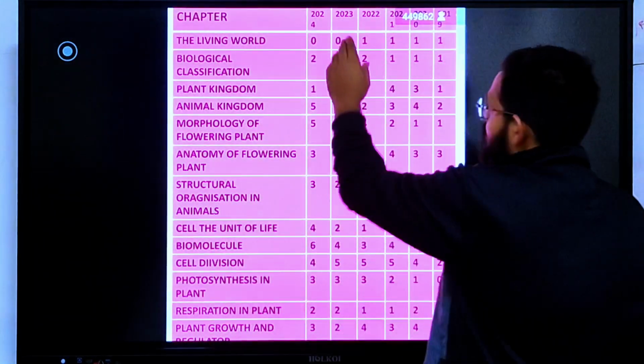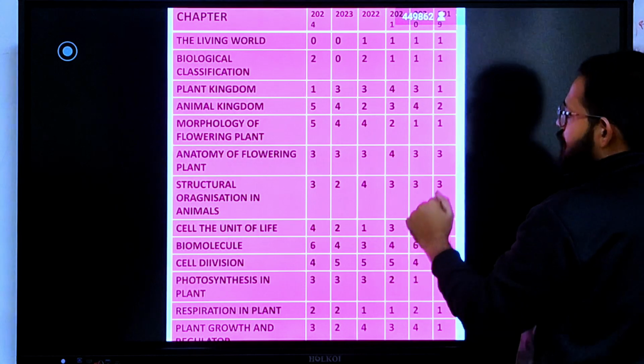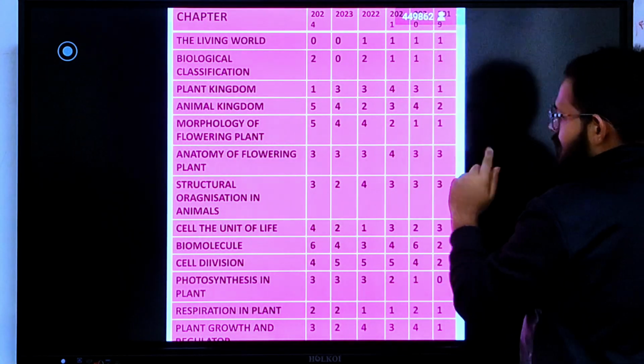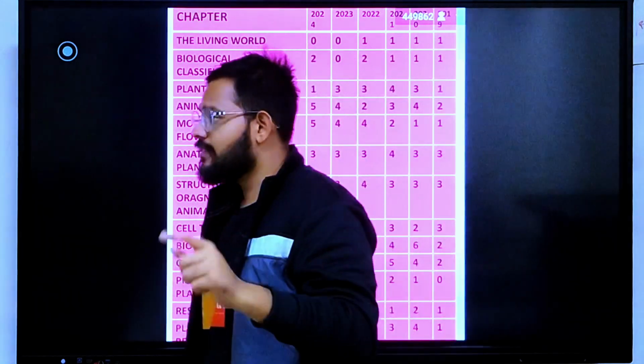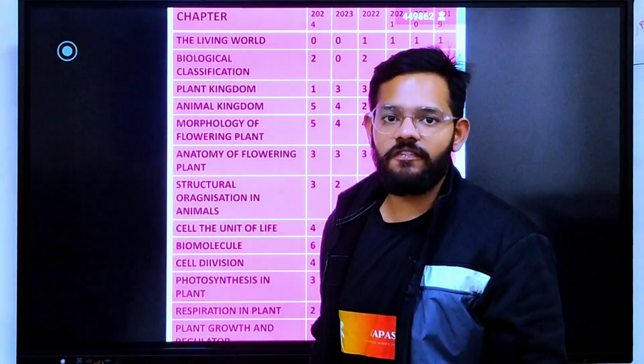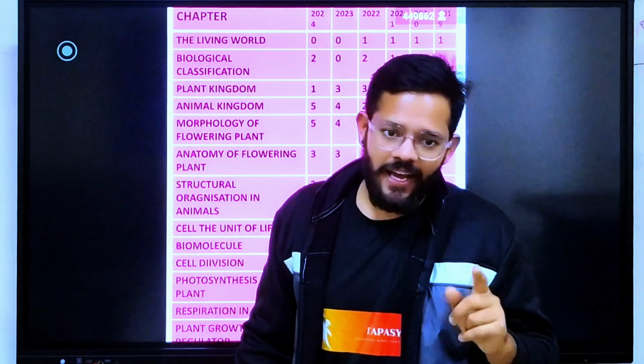From this chapter last year you have 3 questions, 2023 2 questions, 2022 4 questions, 21 3, 2019 3. So maybe this year 3 to 4 questions are coming from your structural organization in animals. In that, 2 questions are coming from your animal tissue, 1 question from frog and 1 question from your cockroach.